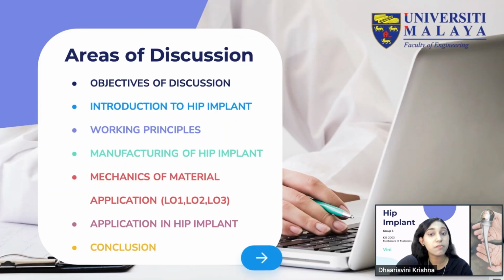In this video, we'll be focusing on the objective of the discussion, followed by the introduction to the hip implant. Next, we'll be focusing on the working principle of a hip implant. Besides that, we also will be covering the manufacturing of the hip implant. Most importantly, we'll be covering the mechanics of material application, whereby we'll be looking through all the learning outcomes which will be discussed in depth in this video. Next, we'll be discussing the application in hip implant, whereby we'll be discussing the improvements that could have been done to the hip implant itself. Last but not least, we'll be summarizing all the outcomes of the discussion in the conclusion later.